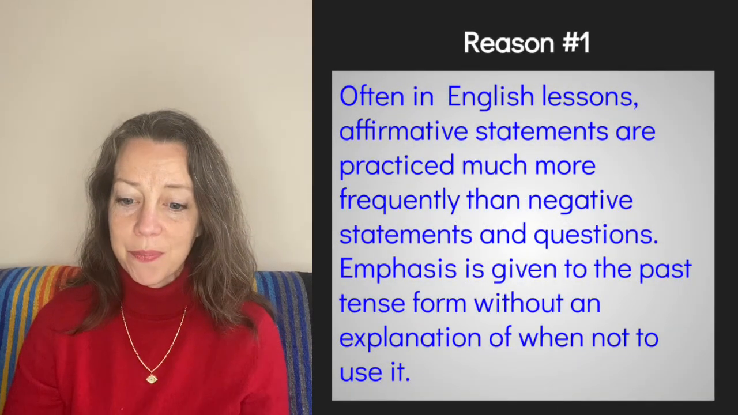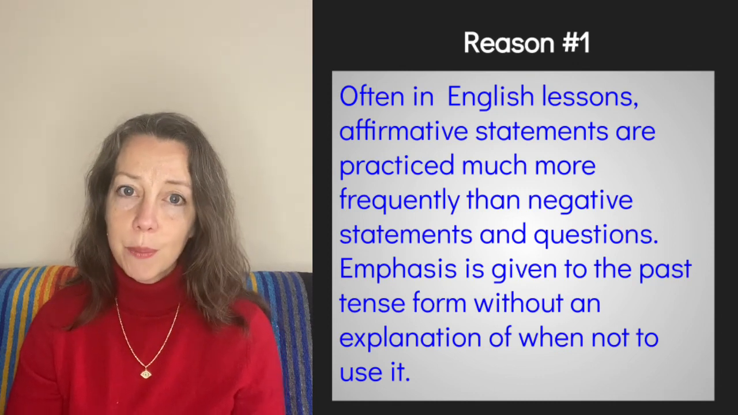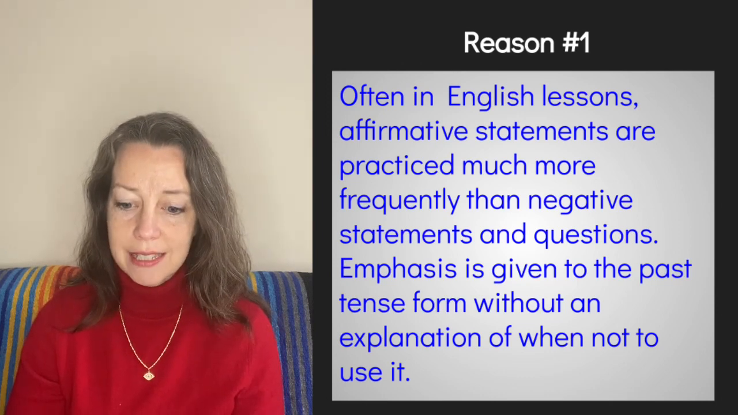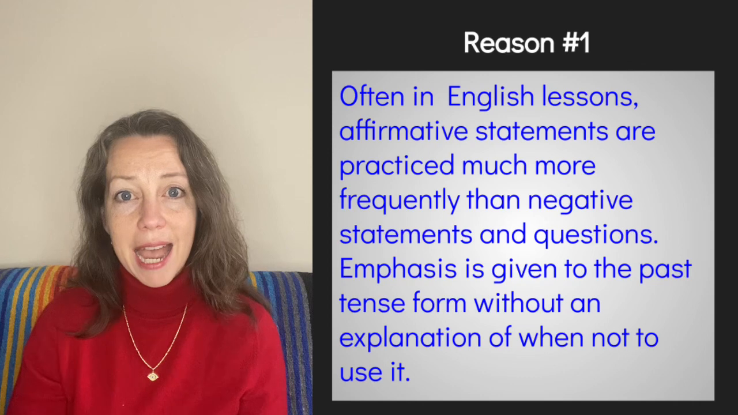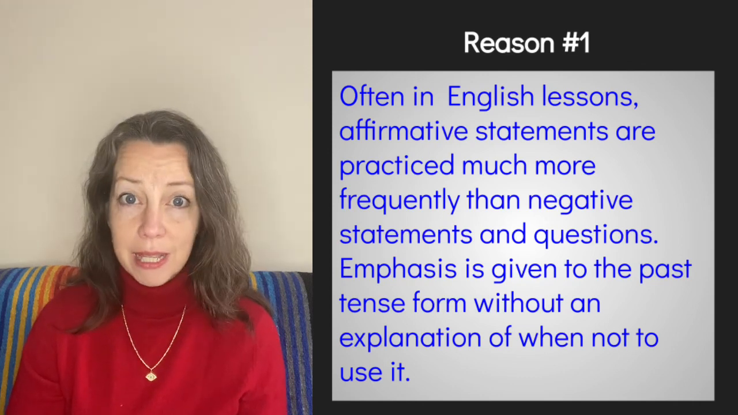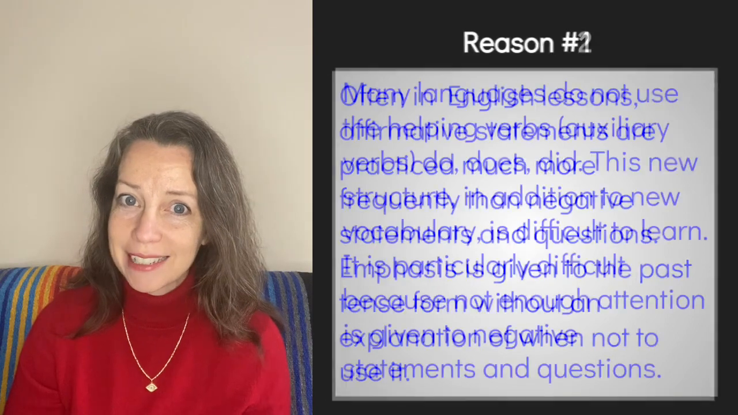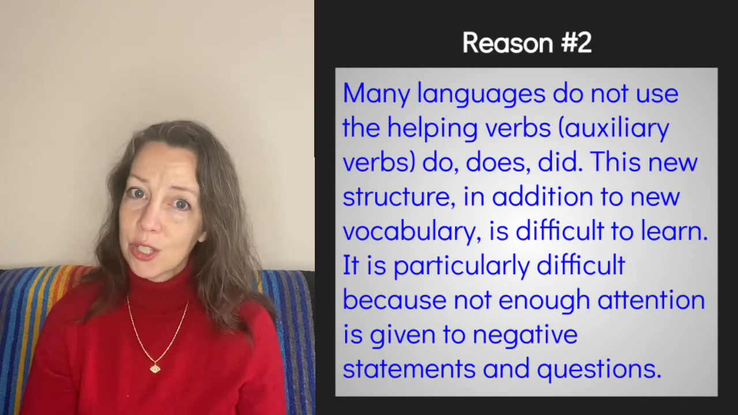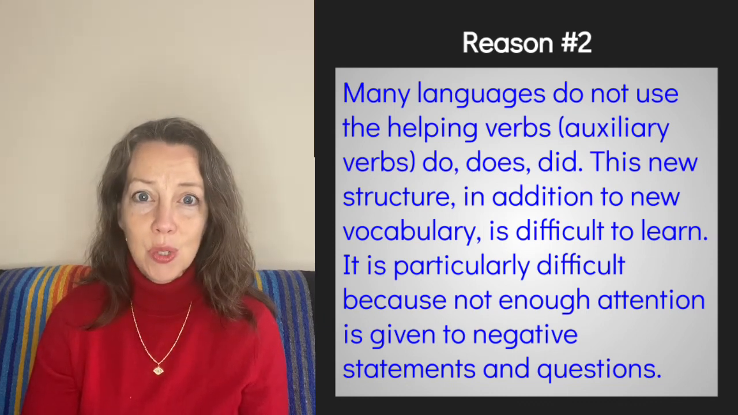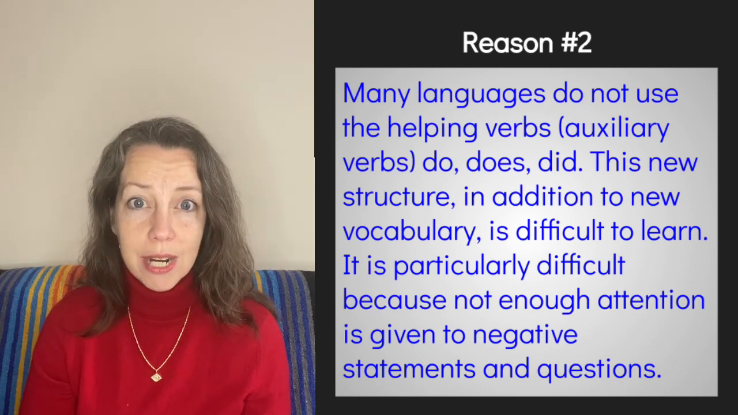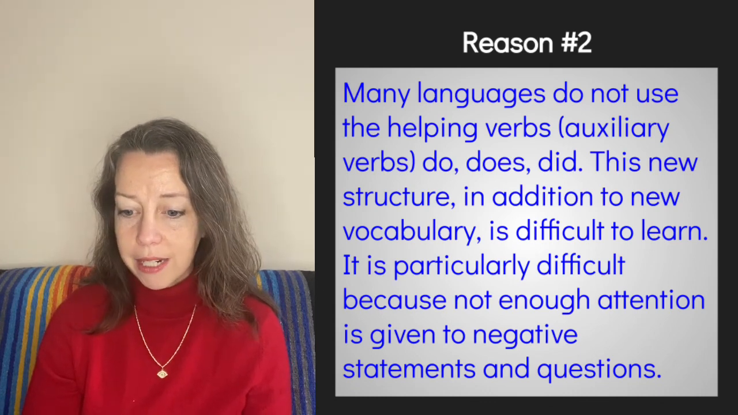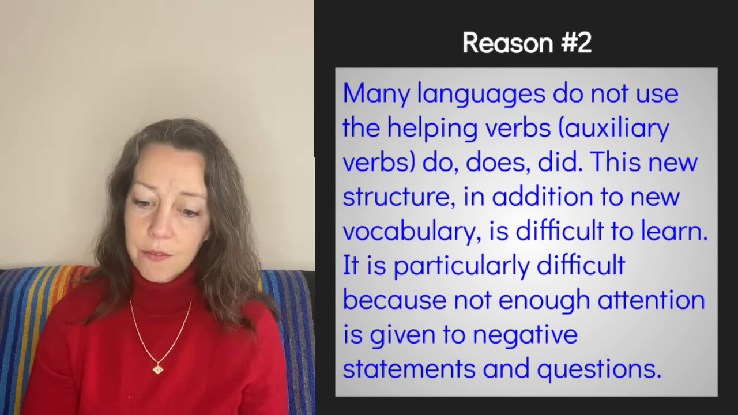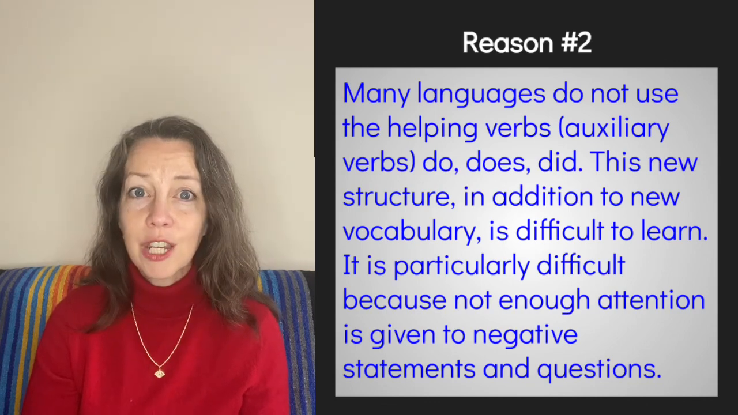So why is this such a problem to learn? Reason number 1. Often in English lessons, affirmative statements are practiced much more frequently than negative statements and questions. Emphasis is given to the past tense form without an explanation of when not to use it. Reason number 2. Many languages do not use the helping verbs, also known as auxiliary verbs, do, does, and did. This new structure, in addition to new vocabulary, is difficult to learn. It is particularly difficult because not enough attention is given to negative statements and questions.